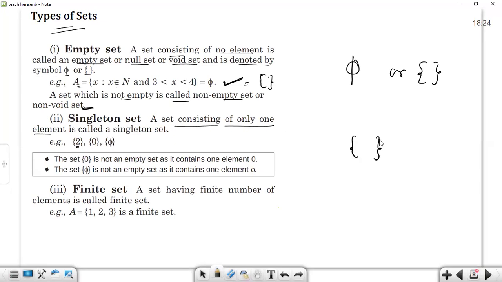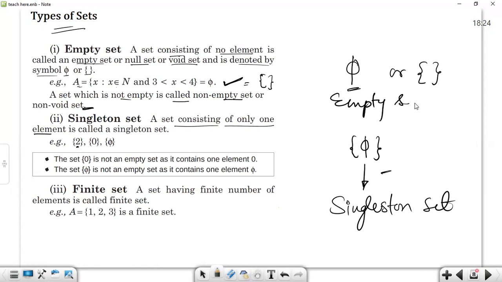Now let's look at a special example where there is an element 5 in here. This is element 5. So this particular set has one element between the curly brackets. That's why it's a non-empty set and it will be termed a singleton set, because it has one element, that is 5. Okay, this and this are very different. Please take note of this. This is the representation of an empty set, and this is a singleton set.